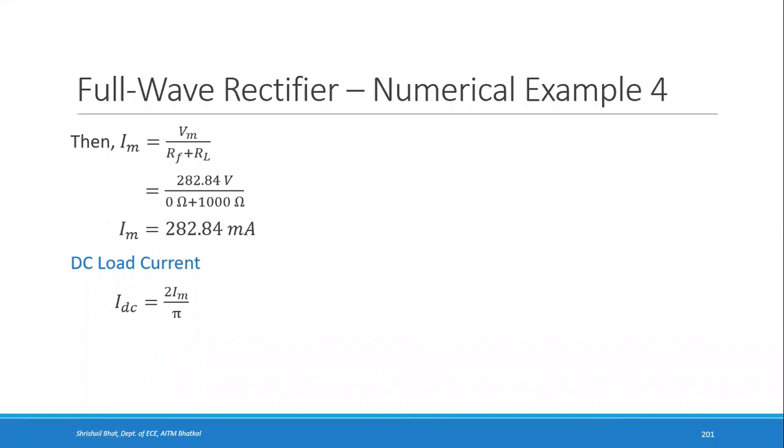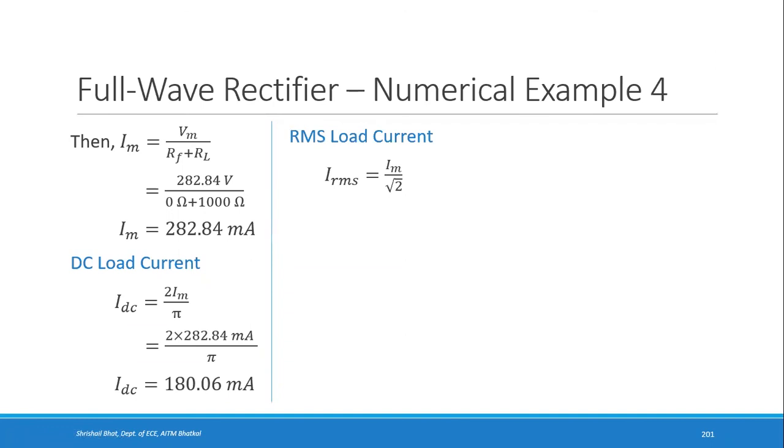From IM, I can find IDC. IDC is 2 IM by pi. 2 into 282.84 milli divided by pi. What do I get? Sorry, IDC. IDC I get as 180.06 milliamps. Next, RMS value of the load current is asked. RMS value is IRMS. That is IM by root 2.